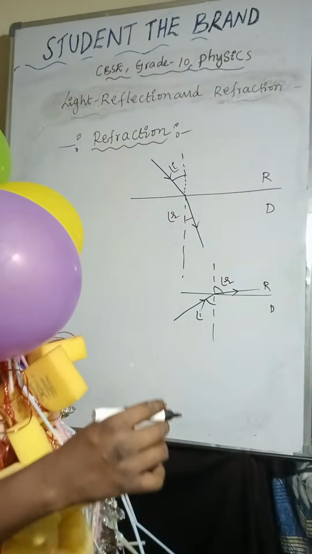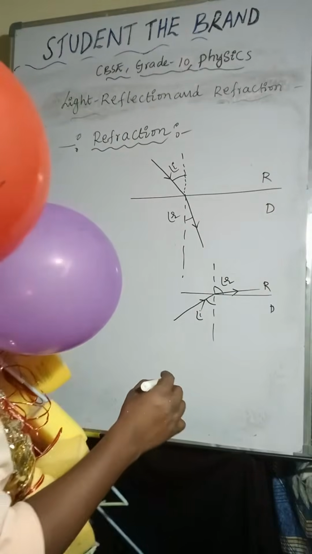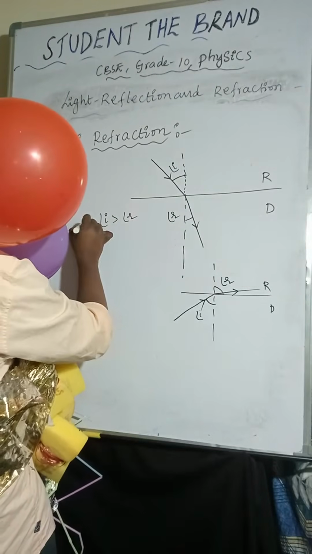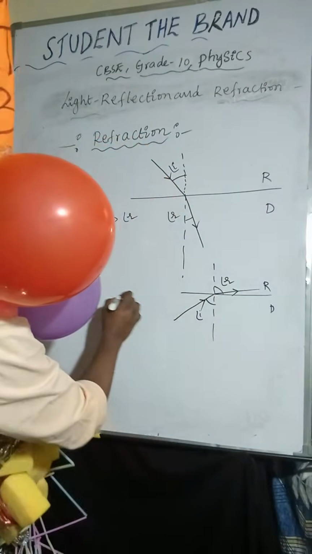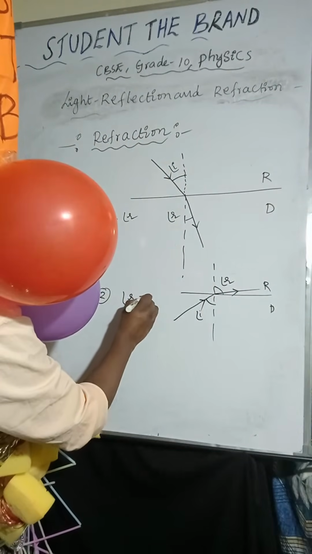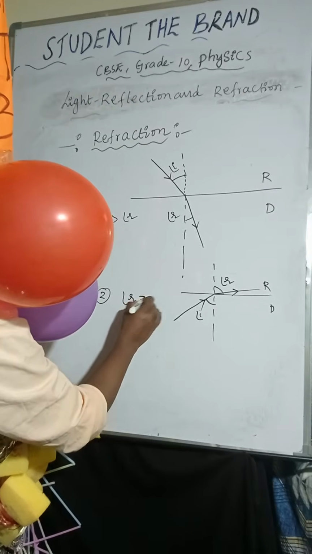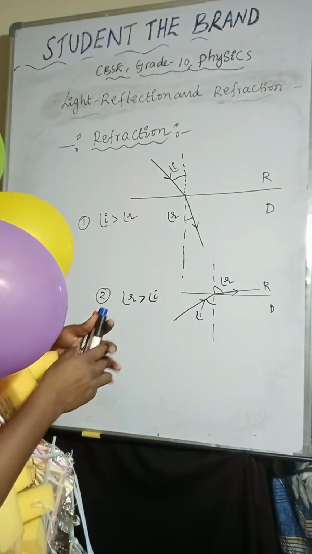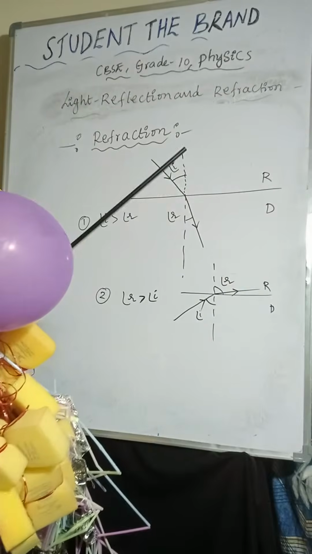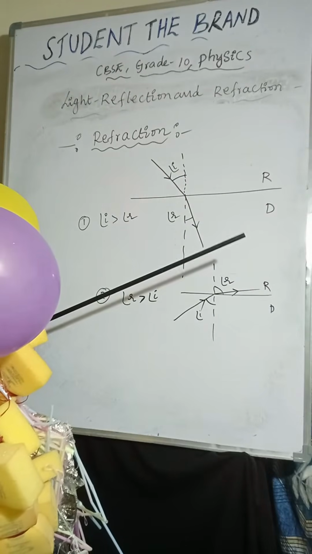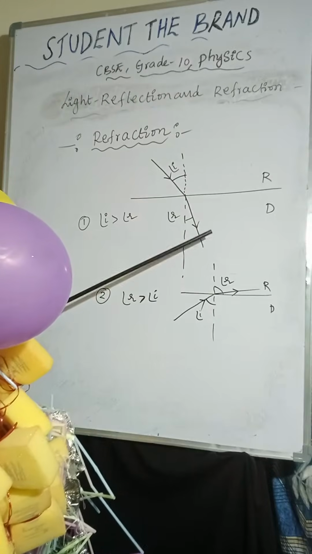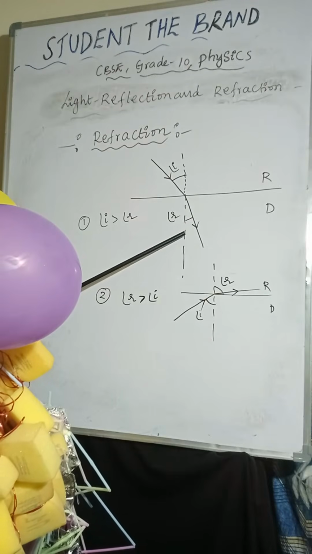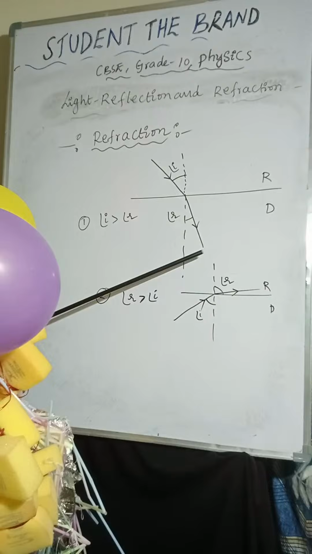Here you can observe in this case the angle of incidence is greater than the angle of refraction. In this other case, the angle of refraction is greater than the angle of incidence. Why is it like this? Because here the light ray is moving from rarer to denser. In the denser medium, the speed of light is less compared to the rarer medium. That's why the light ray is bending towards the normal line.